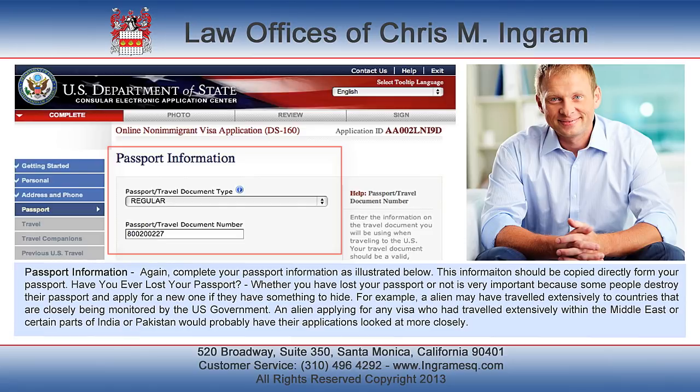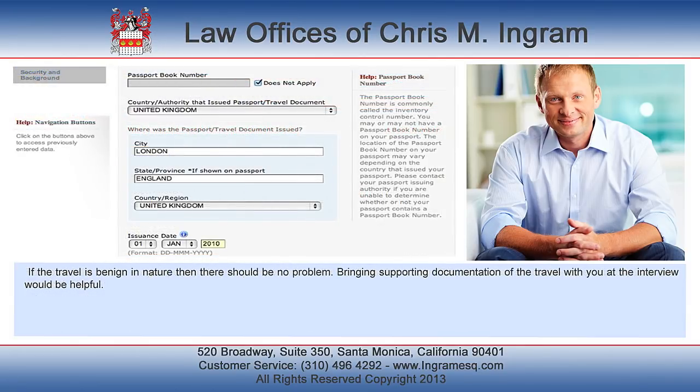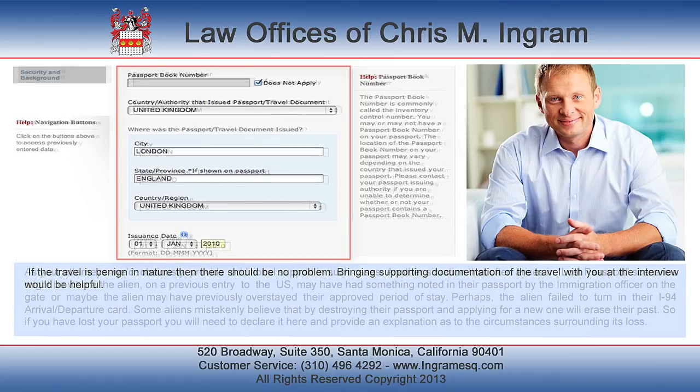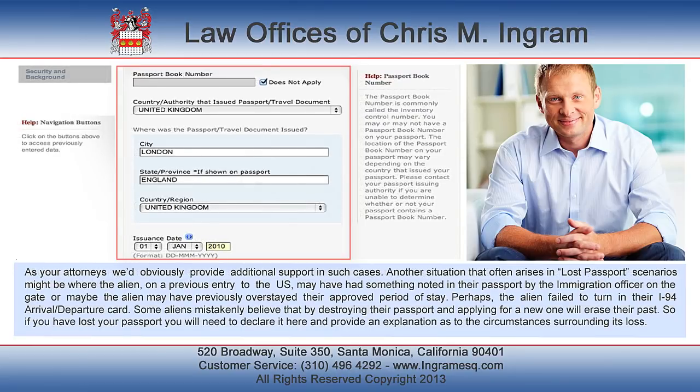For example, an alien may have traveled extensively to countries that are closely being monitored by the US government. An alien applying for any visa who has traveled extensively to the Middle East or certain parts of India or Pakistan would probably have their applications looked at more closely. If the travel is benign in nature, then there should be no problem. Bringing supporting documentation of that travel with you to the interview would be helpful. As your attorneys, we'd obviously provide additional support in such cases.